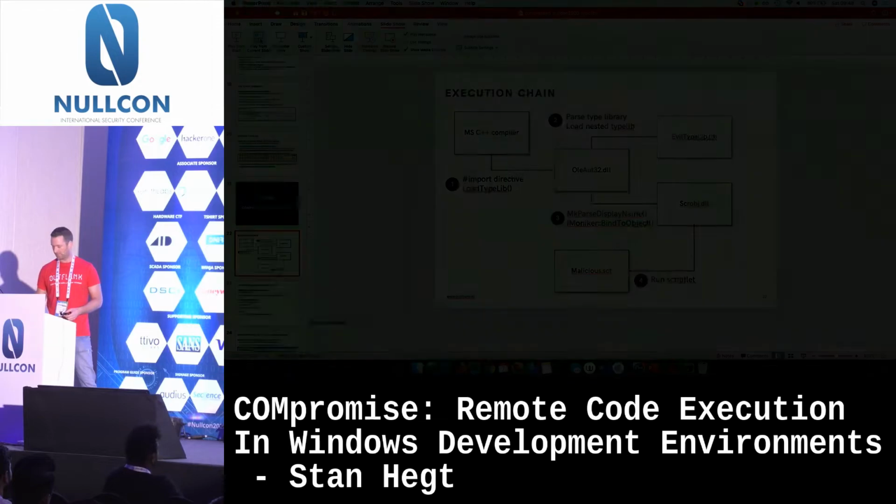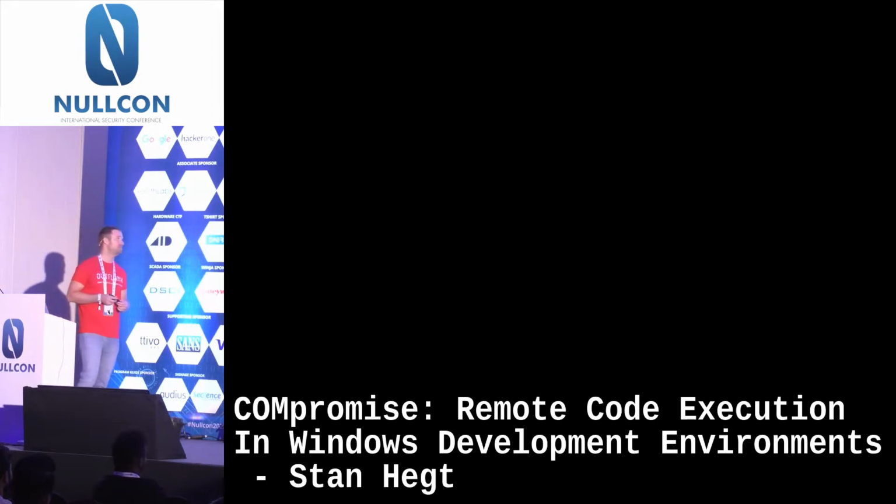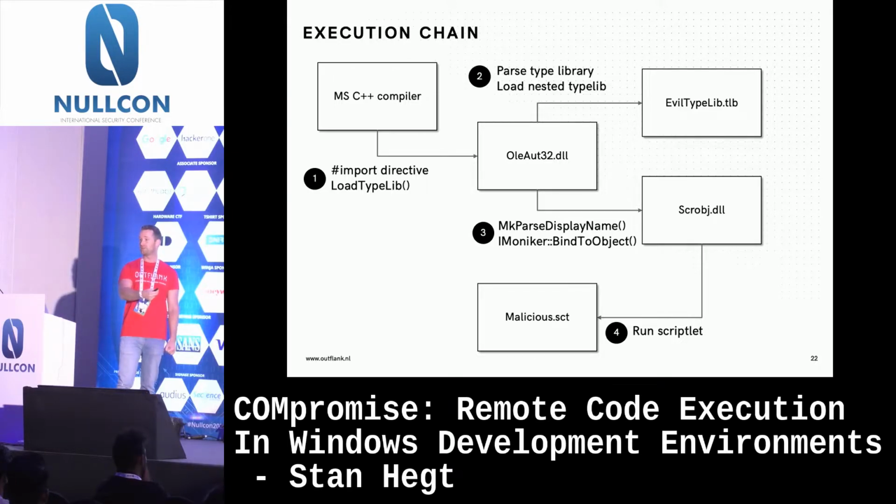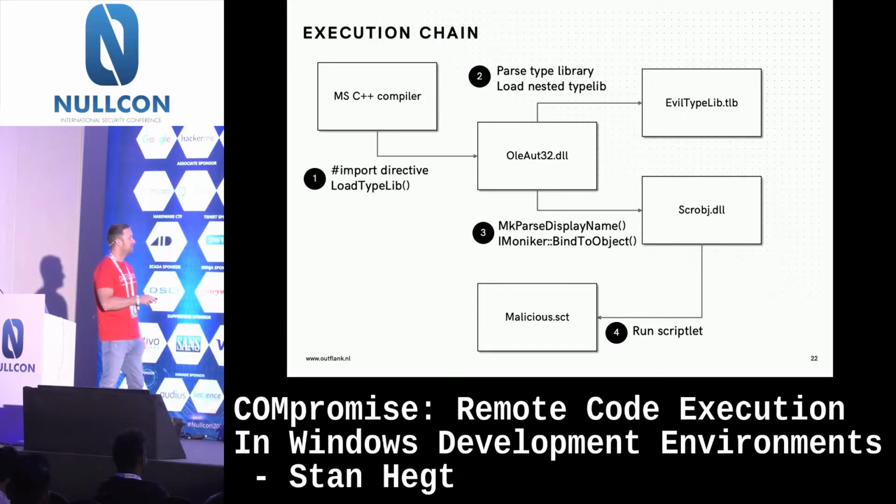In summary, what is the flow that we just used here? So we have the Microsoft command line C++ compiler. It finds this import directive, and it means that it will call LoadTypeLib, in this case on evil-typelib.tlb. This is parsed by the COM API, and it will find that this type library references another type library. But this reference to another type library wasn't just a normal type library. It was a display name for a scriptlet moniker, which LoadTypeLib happily parses via ParseDisplayName, and it will eventually bind to the moniker object, which means that scrobj.dll will actually run our scriptlet, and ta-da, we are there.